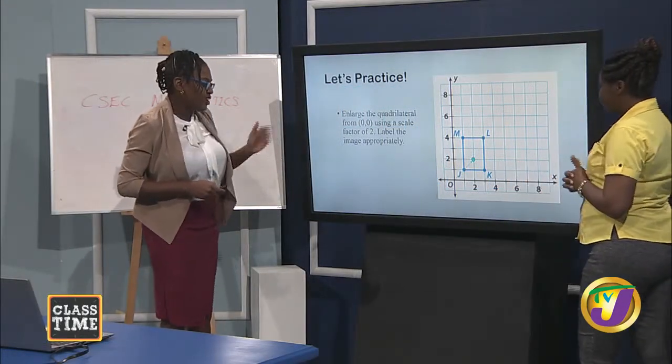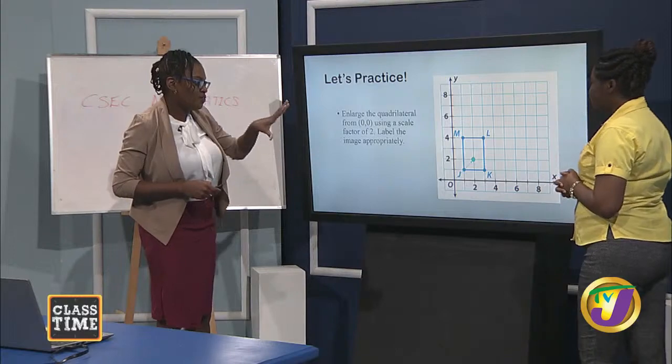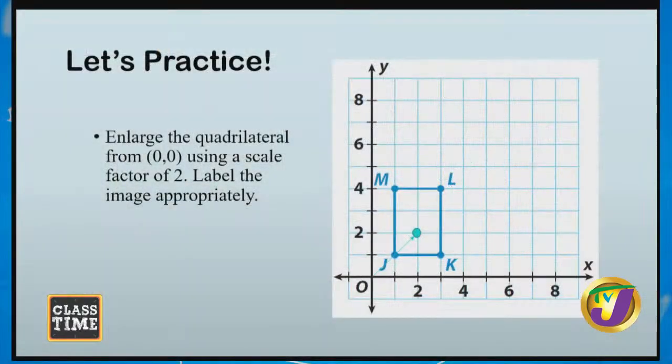All right, so let's try K. So I'm going to do K and you do the other 2. All right. So for K, the coordinates are 3, 1. So if I multiply each of these by 2, 3 times 2 gives me 6. 1 times 2 gives me 2. So the location of K prime is going to be 6 on the X and 2 on the Y.